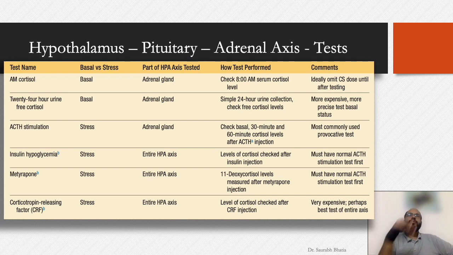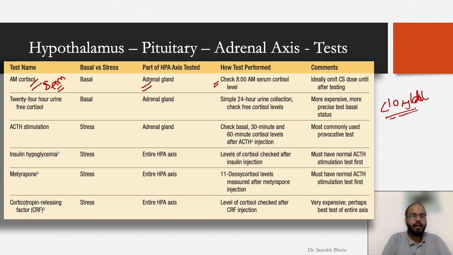Now, if you're suspecting HPA axis suppression, or a patient has taken prolonged steroids either from you or from outside, you need to find out whether the HPA axis is suppressed or not. For that, the first test that you can do is 8 a.m. cortisol. 8 a.m. cortisol checks the adrenal gland, whether the adrenal gland is making the steroid which is normally required or not. You check cortisol at 8 a.m. You have to stop steroids one day before. And if the level is less than 10 microgram per deciliter, you can say that the HPA axis is suppressed.